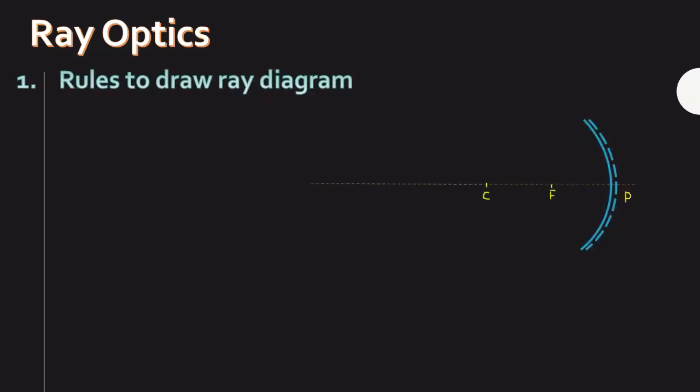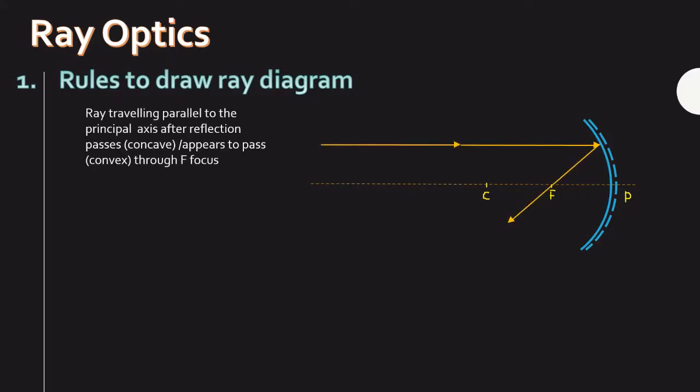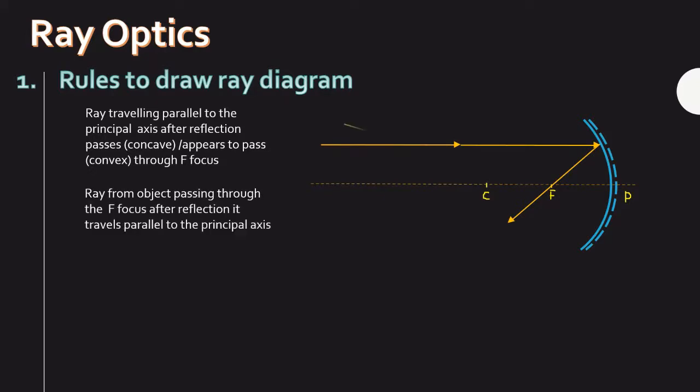So first of all, I present you with a concave mirror, where the principal axis, the focus, the pole and the center of curvature have been marked. Coming to the first rule: whenever a ray travels parallel to the principal axis, it reflects and passes through the focus for a spherical concave mirror. Next, whenever a ray travels from the object through the focus and touches the mirror, it reflects back parallel to the principal axis.